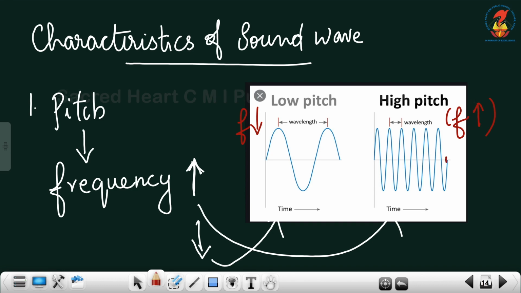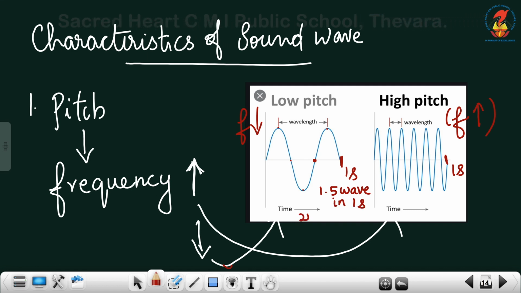Now, consider this case. Suppose this is 1 second. Just find the frequency of both the waves. See, the wave started from here: crest, mean, trough, back to mean position. So, it is 1 wave. Now, from the mean it starts, crest, back to mean, and the trough is not there. That means here we have 1.5 waves in 1 second. That means the frequency is 1.5 hertz.